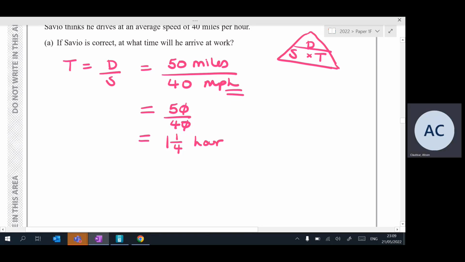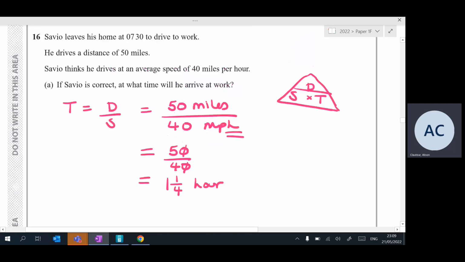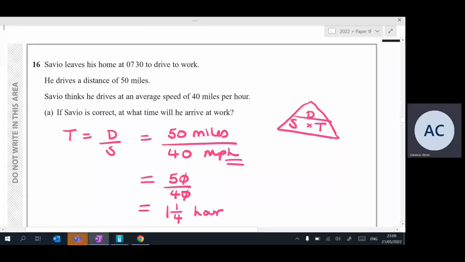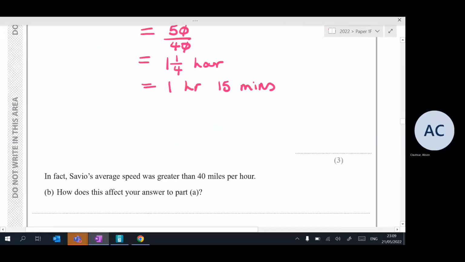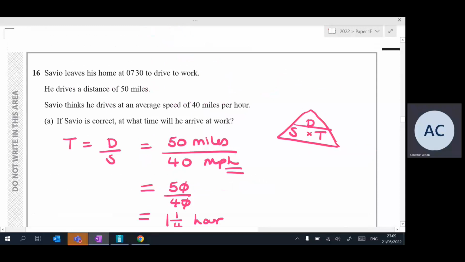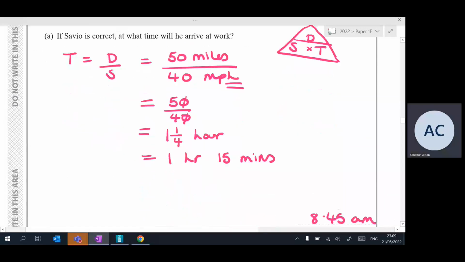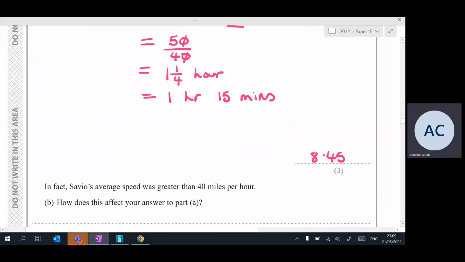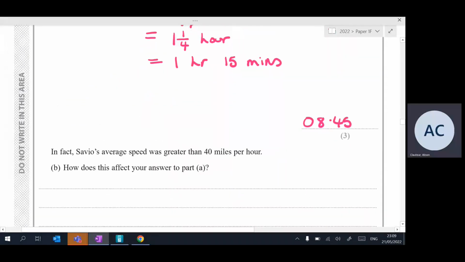And remember, my answer was in hours. Okay, so because we're trying to work out an actual time, I know a quarter of an hour is 15 minutes. So I'm changing that to 1 hour, 15 minutes. So if he leaves at 7:30, an hour later is 8:30. So he's going to arrive at 8:45. Doesn't say am actually. Just made that bit up. So he arrives at 8:45. Oh no, it says, oh, there you go.